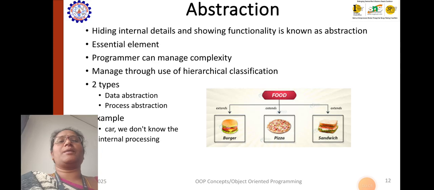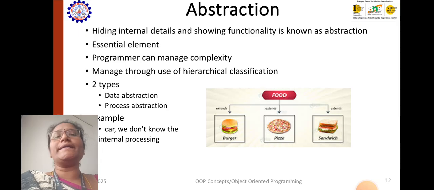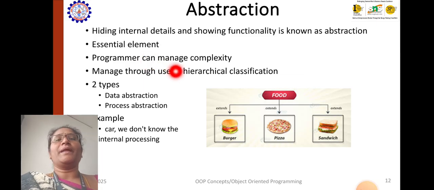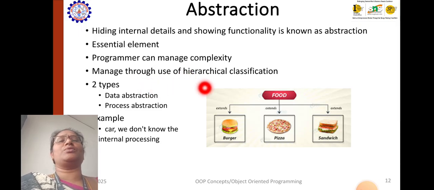The next one is abstraction. Abstraction is nothing but hiding the internal details and just showing the functionality. Abstraction just gives a glimpse about that particular topic. It will not cover the in-depth implementation part. Abstraction is an essential element of object-oriented programming, and the programmer can manage the complexity of the program, which is managed through hierarchical classification.